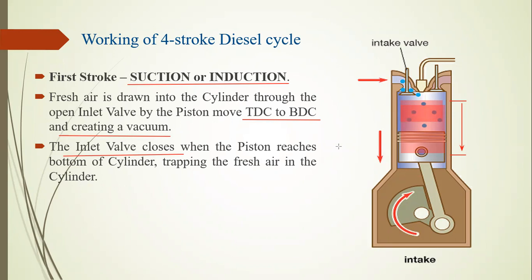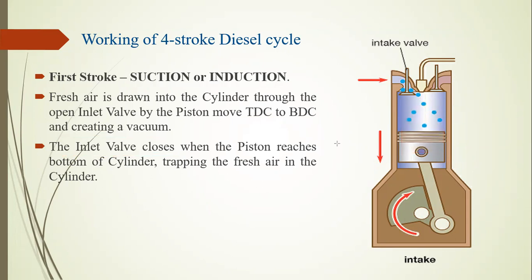For a diesel cycle, only air is inlet at this point. For a petrol engine, an air and fuel mixture enters at the point of inlet. And for a diesel cycle, only air is inlet inside the cylinder.